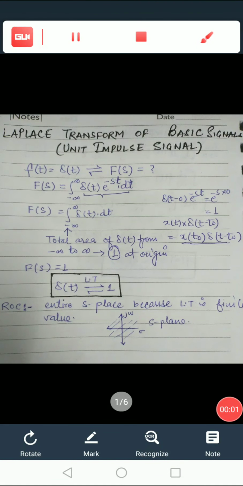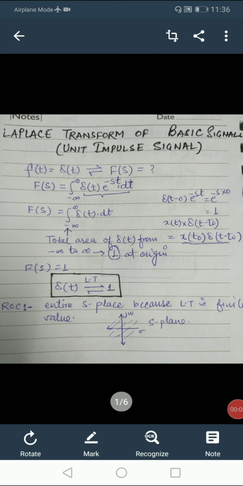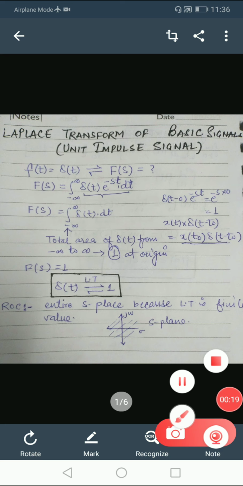Hello friends, in this video lecture we will discuss Laplace transform of some basic signals like unit impulse signal, unit step signal and ramp signal. Now first, Laplace transform of unit impulse signal, that is f(t) equal to delta(t).